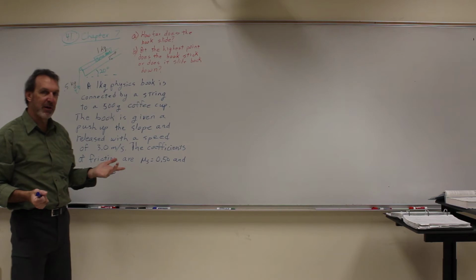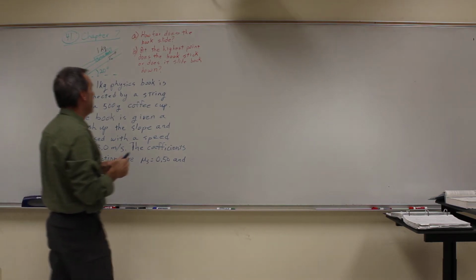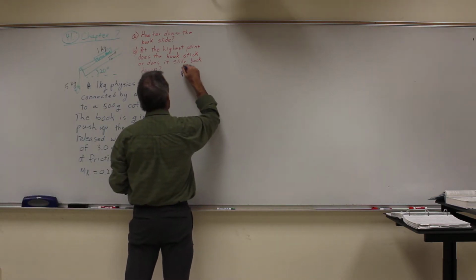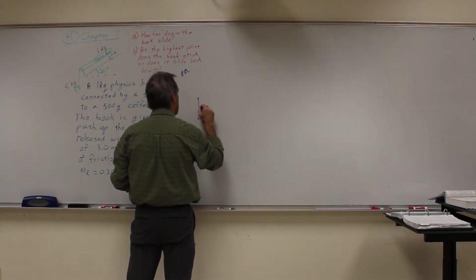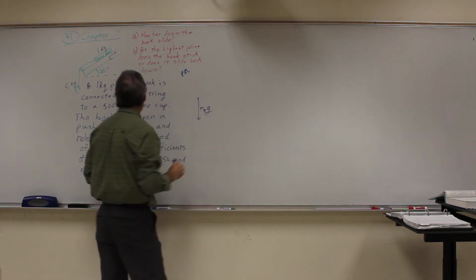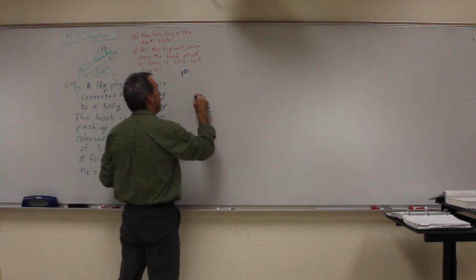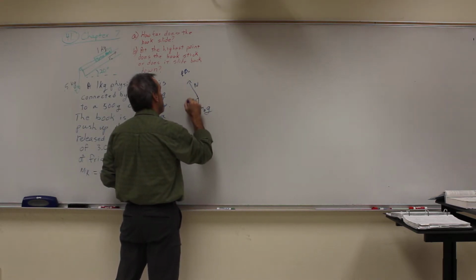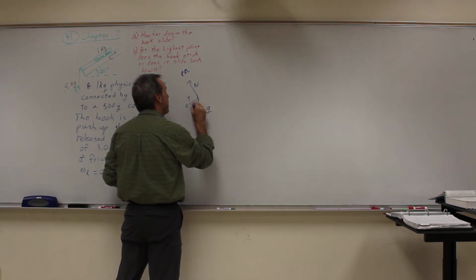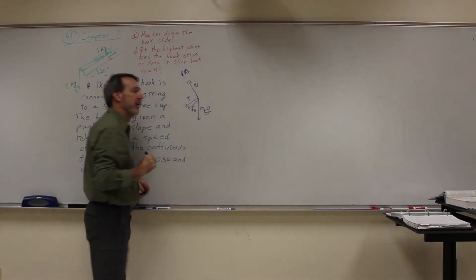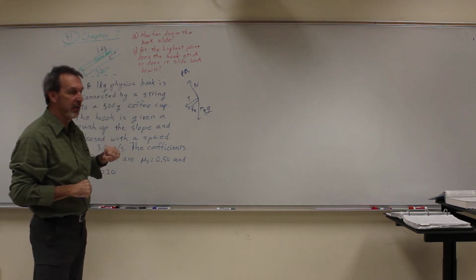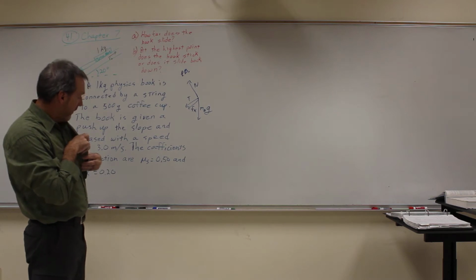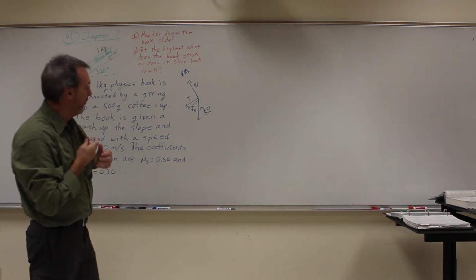All right, so we start this problem the way we start every single one of our force problems. We do free body diagrams. So we got a free body diagram for the physics book, where we have gravity, mass of the book times g. We have a normal force going this way. We got tension going this way. We got friction going this way because the book has an initial velocity up the hill. That is it. That's all we have.